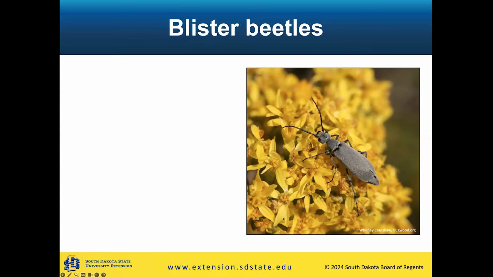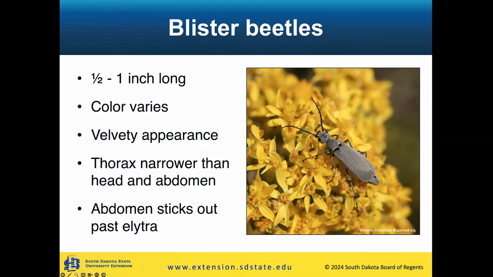So this is what a typical blister beetle will look like. All of these species that we have here in South Dakota are about a half inch to an inch long. Some of them might be a little bit smaller.